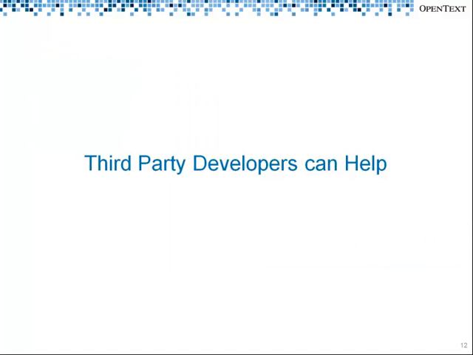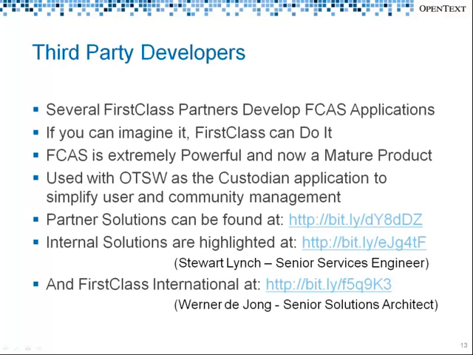As mentioned, you can choose to develop your own applications, or you can purchase or obtain free solutions from OpenText, FirstClass, or from one of our application partners. We have a number of application partners. If you need to find a solution for a particular problem, FirstClass likely has the solution. FCAS is an extremely powerful and mature product that is becoming a core piece of our product line.